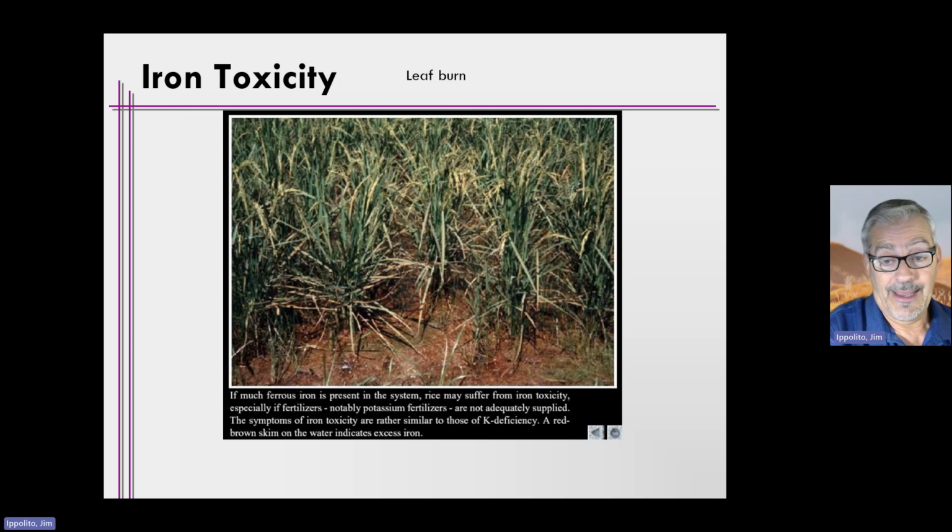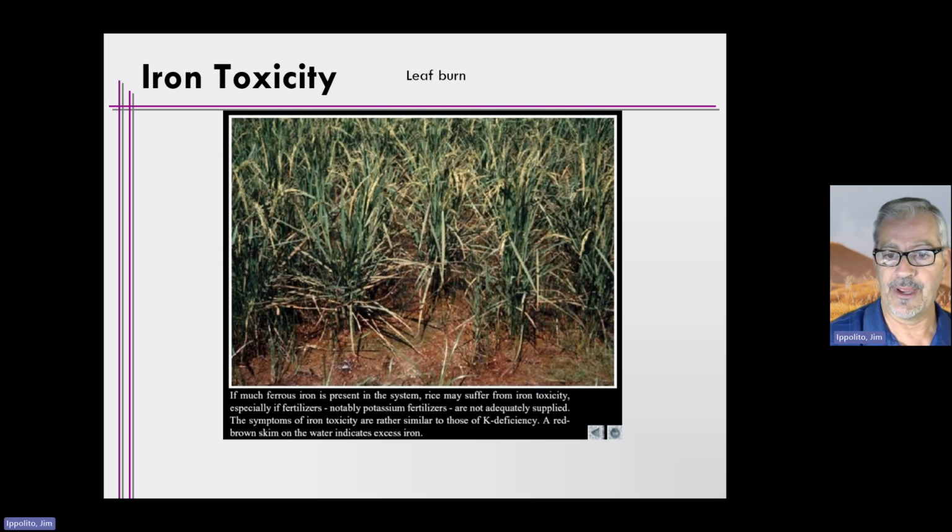Important to note that I can't teach you everything in this class, and there are interactions between nutrients. In this case, there's an interaction between iron and potassium. Oftentimes in rice, when we see an iron toxicity, it states here that potassium may be deficient in the soil.